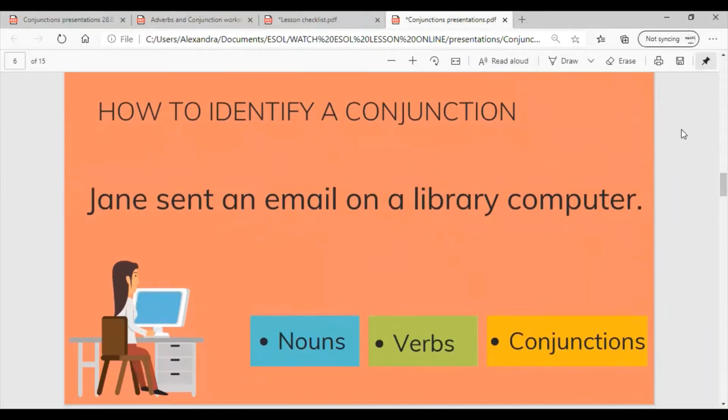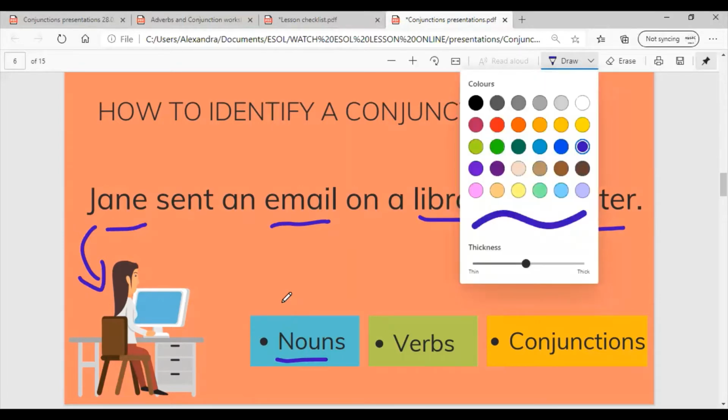So how to identify a conjunction in a sentence. We're going to look at a few example questions. Maybe work along, if you've got some pen and paper, and try to work out what the conjunctions are before I get there. Like always, we're going to look for our nouns first. Our sentence is, "Jane sent an email on a library computer." Now remember, a noun is a person, a place or a thing. So in this sentence, Jane is our main noun, isn't she, because she's a person. Email is a thing, so it's also a noun. And library is a place and computer is a thing, so they are our other nouns in this sentence.